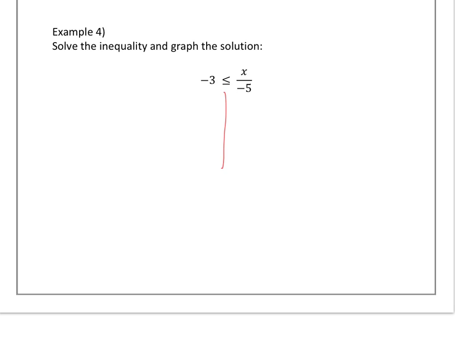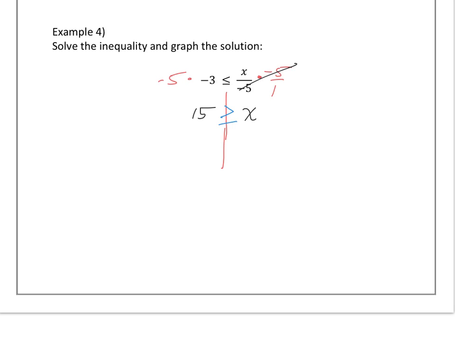To solve, focus on the variable. X is being divided by -5. So to undo that, we're going to multiply both sides by -5. Again, because we are multiplying by a negative, that less than or equal to sign becomes a greater than or equal to sign. Let's make it prettier. So it becomes a greater than or equal to sign. So -5 times -3 is a positive 15. And then these cancel, and we get an x.